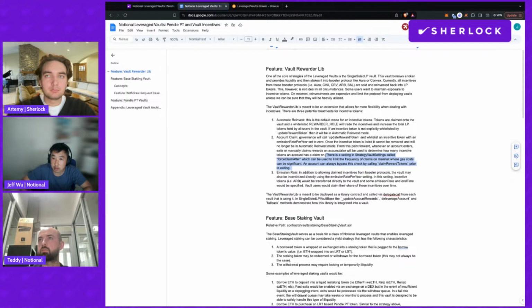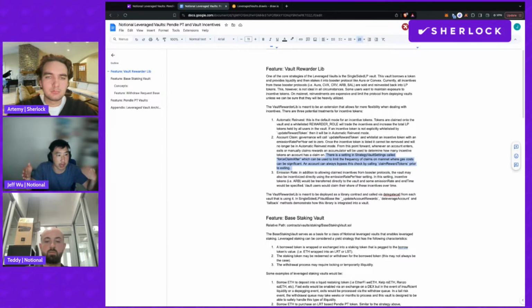There's a setting in there called force claim after. This is a setting that we can set on the vault. It's a time range where we enforce that an account actually claims the tokens off of the booster protocol like Aura or Convex.